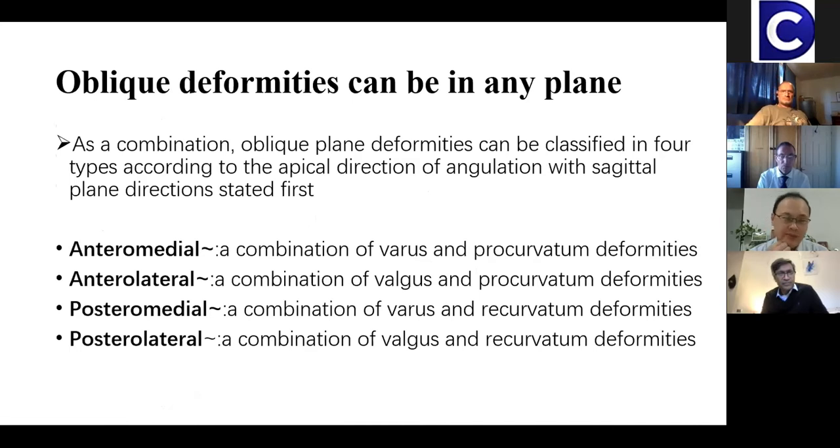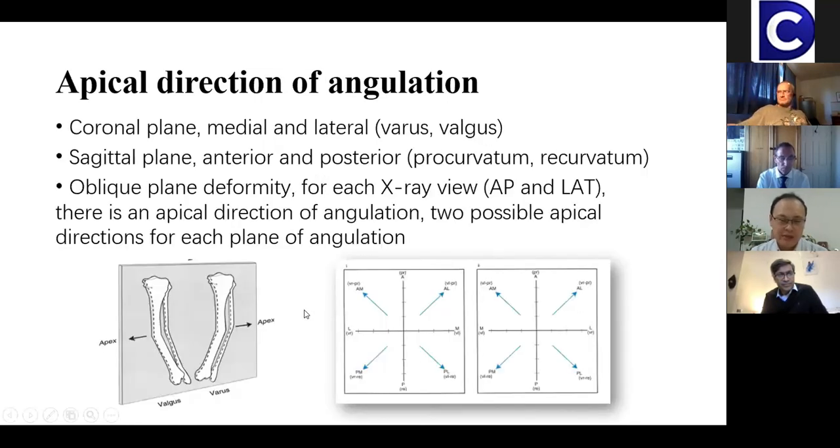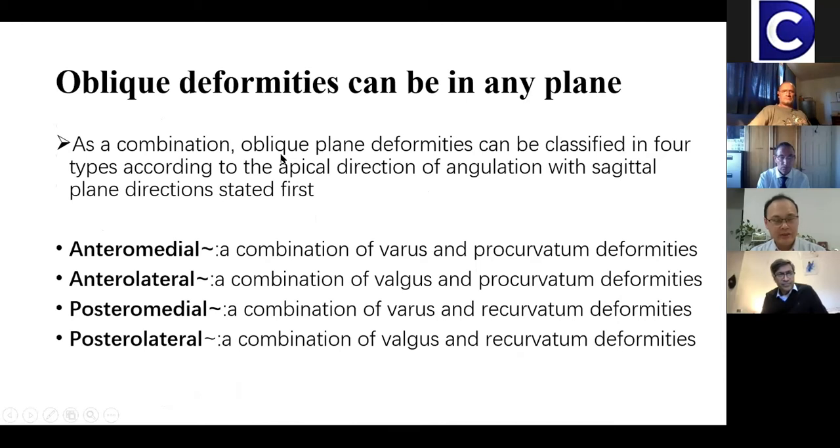Oblique deformities can be in any plane. You can see that in the chart, any plane. As a combination, oblique plane deformities can be classified into 4 types according to the direction. You can see here anterior medial, anterior lateral, posterior medial, and posterior lateral. These different combinations present different deformities like this.